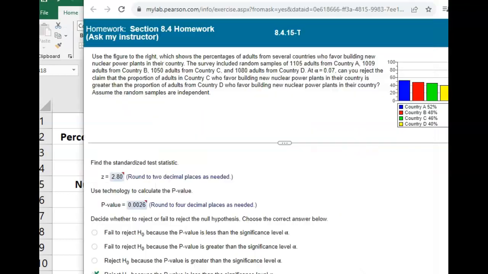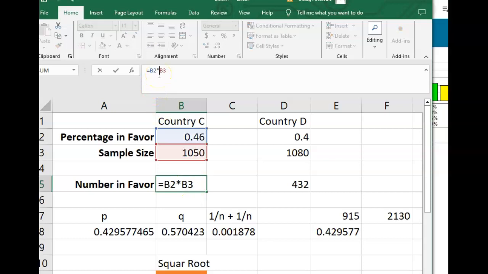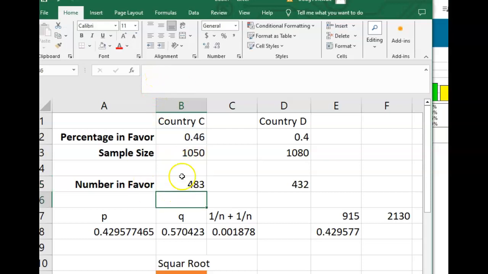All right, so for this problem, the information we need to take out of here are the percentages for countries C and D, and the sample sizes for countries C and D, which are listed in the problem. Then you have to calculate the number from each sample that corresponds to that percentage. So just for country C, for example, 46% of 1,050 would be 483. Multiply those together and get the actual number from each sample. Do that for both of your samples here.